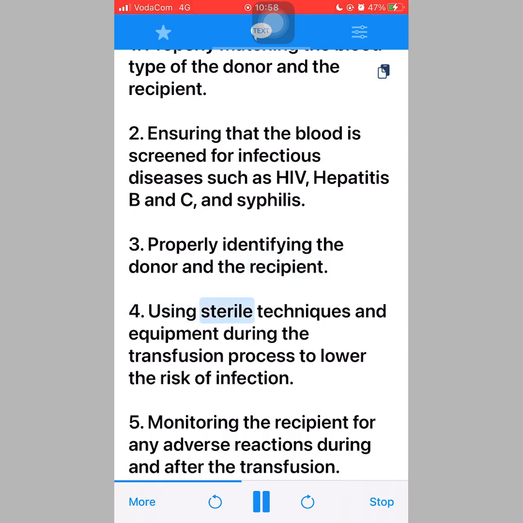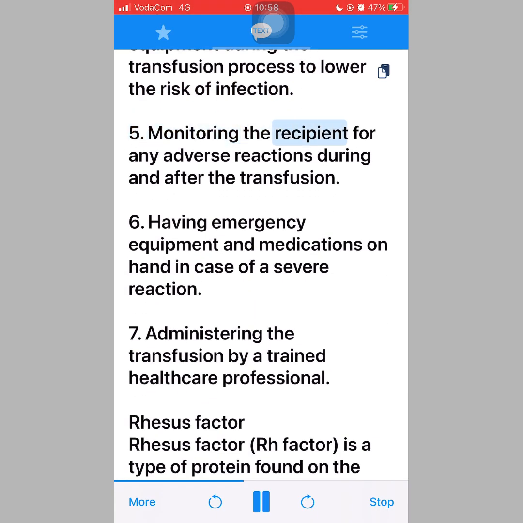4. Using sterile techniques and equipment during the transfusion process to lower the risk of infection. 5. Monitoring the recipient for any adverse reactions during and after the transfusion. 6. Having emergency equipment and medications on hand in case of a severe reaction. 7. Administering the transfusion by a trained healthcare professional.